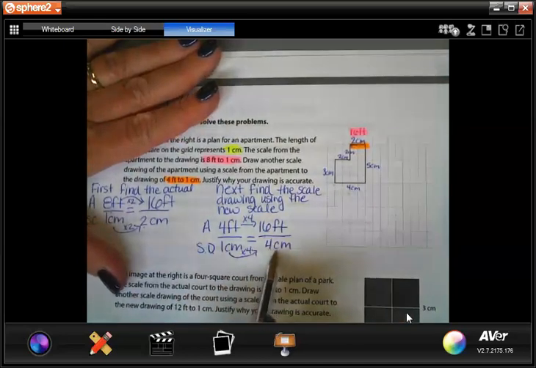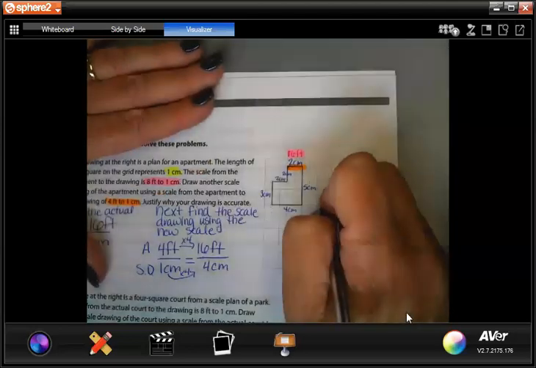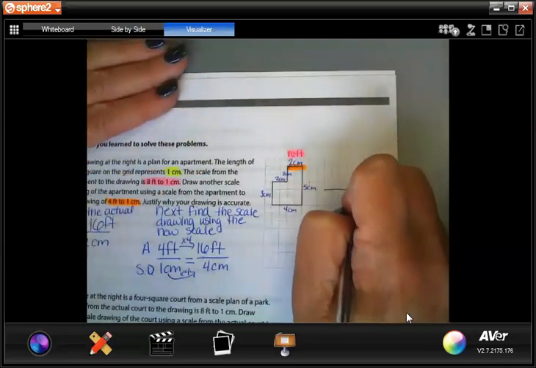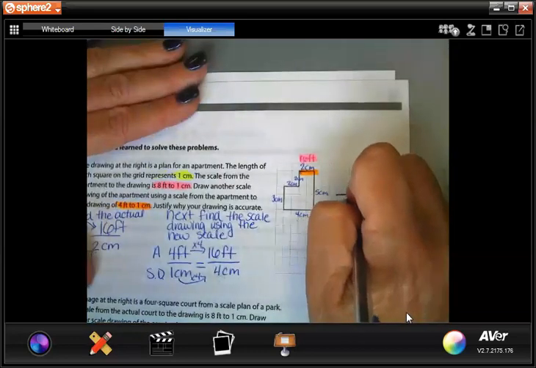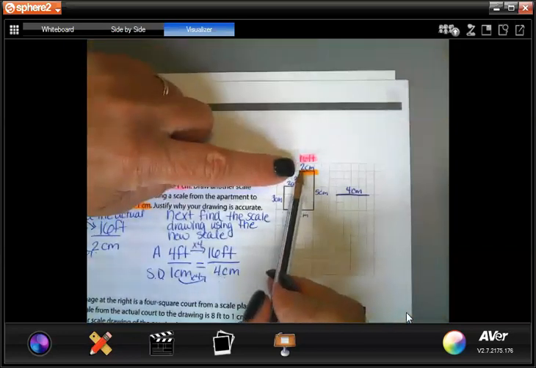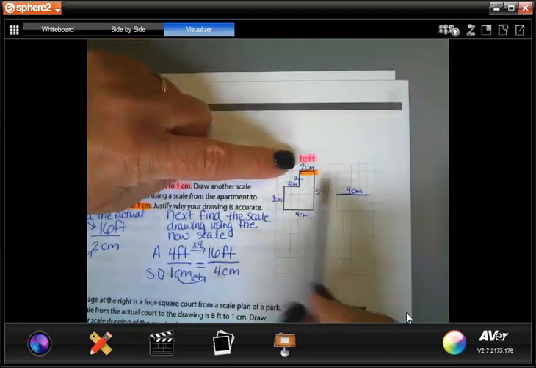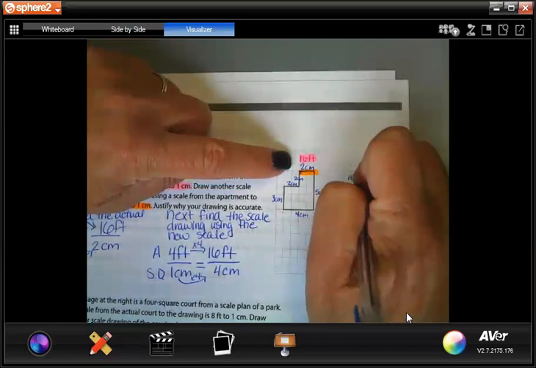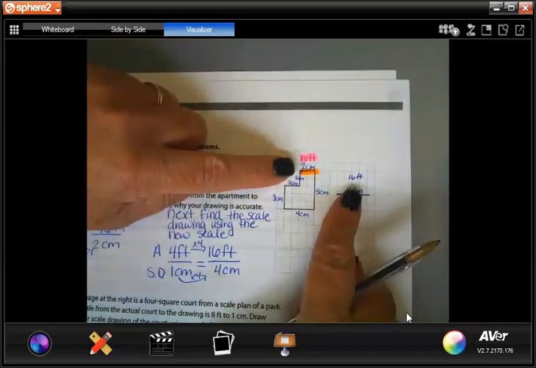Okay, so over here, what I'm going to do is I'm going to draw 4 centimeters, which is 4 of these. 1, 2, 3, 4. So that's 4 centimeters. And remember, in the original scale, 2 centimeters was 16 feet. Well, in the new scale, 4 centimeters, it's still 16 feet. All right, the actual doesn't change.